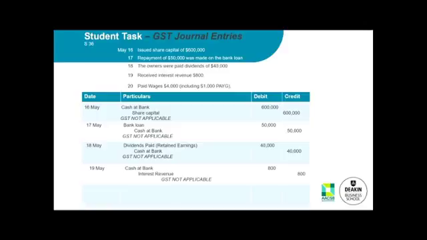And finally, wages were paid for $4,000. We did have a PAYG, which stands for pay as you go, which is like your income tax. That was 1,000, and the total amount that we paid our people was 3,000, and 1,000 would go to the tax office. So there's no GST on that, only the PAYG.